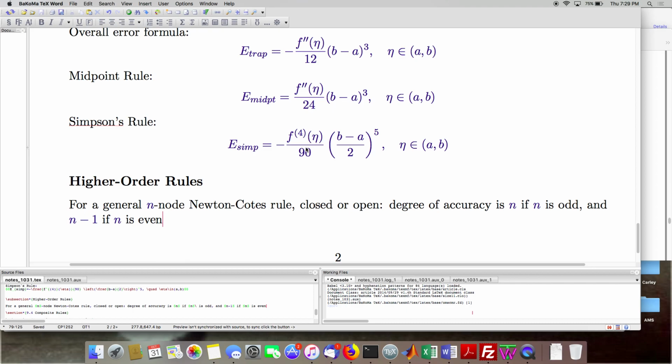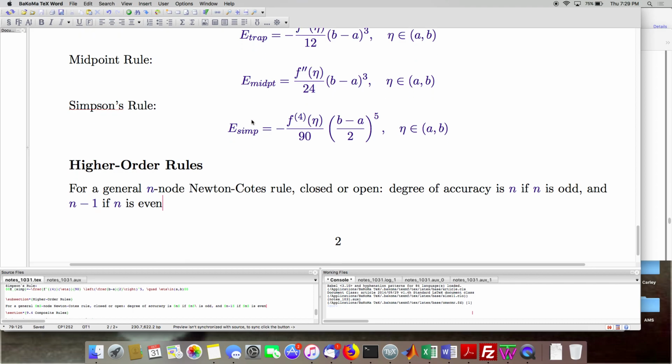Now, one might think, okay, we've already seen that as we go from 2 nodes or 1 node to 3 nodes, we have a much higher degree of accuracy. And Simpson's rule is quite effective for a lot of functions. So why not go further? And we know how to work out the weights. It's the integrals of Lagrange polynomials. Why not just keep going and use a larger number of nodes and presumably get more accuracy?